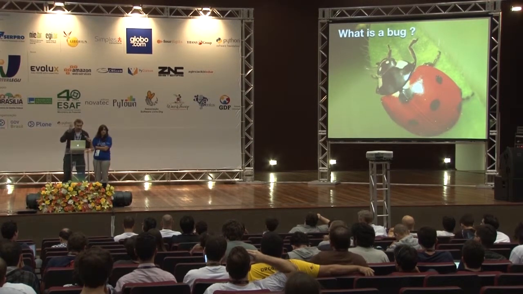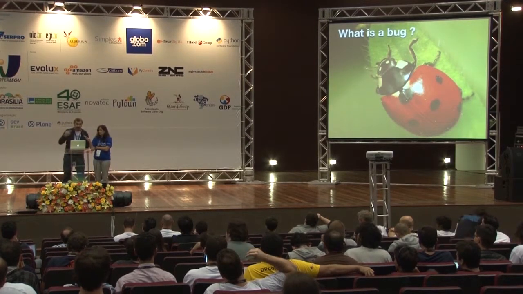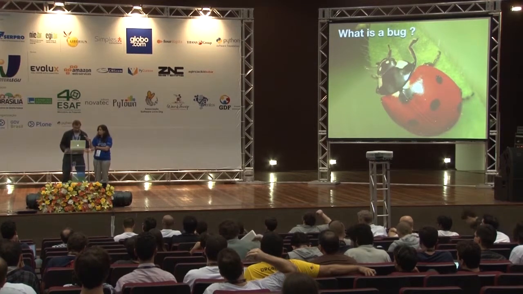We have to understand three things. There is the defect, it's the problem. There's the failure, what we observe. And then there's the bug. It's a negotiation with the client, bug or feature.